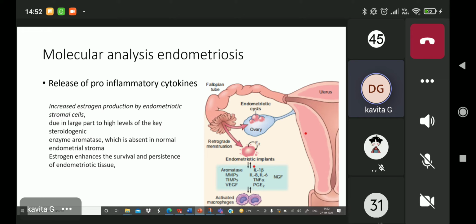In the endometriotic stroma, you have a higher level of aromatase, and basically this in itself is a culprit for putting the entire environment in a hyperestrogenic state. So estrogen enhances the survival and persistence of the endometriotic tissue. So it's a vicious cycle. वो thrive करता रहता है.